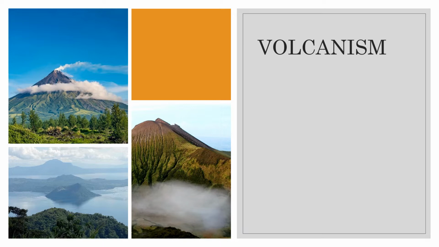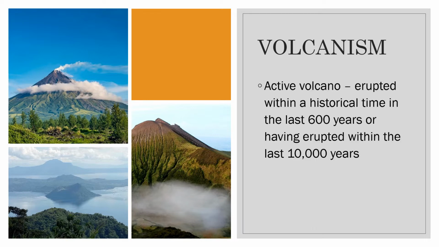Volcanic activity is used to describe the classification of a volcano after it has erupted. Volcanoes may be classified as active, dormant, or extinct. First, active volcanoes, as described by the Philippine Institute of Volcanology and Seismology, or PHIVOLCS, are volcanoes that have erupted within historical time, in the last 600 years, or having erupted within the last 10,000 years. Examples of active volcanoes in the Philippines include Mount Mayon in Albay, Mount Taal in Batangas, Mount Kanlaon in Negros Occidental, Mount Bulusan in Sorsogon, and Mount Ragang in Cotabato.